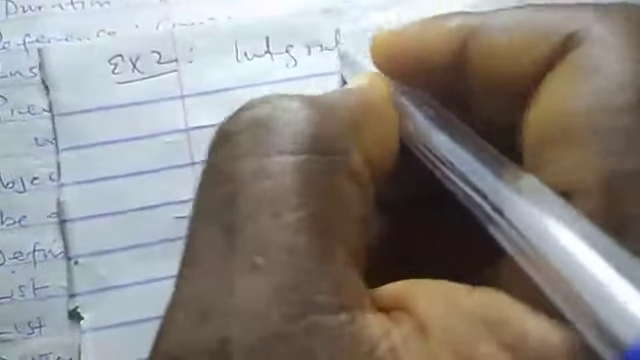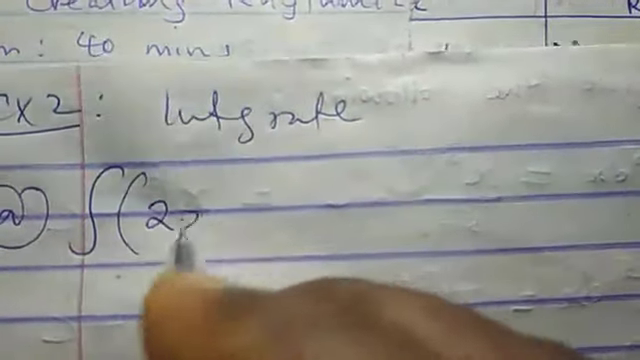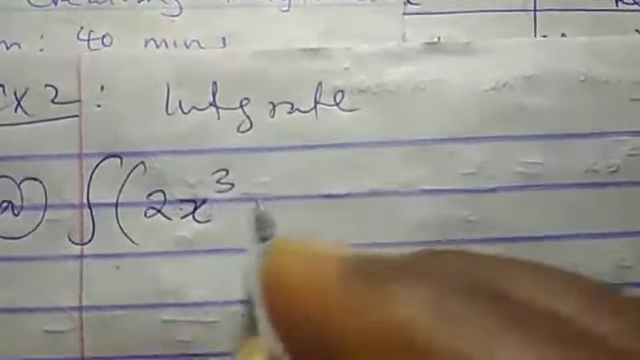Now let's consider example 2. Let's integrate. Now let's generalize it. Let's assume that you have 2x to the power 3 minus 4x squared plus 5x plus 1.